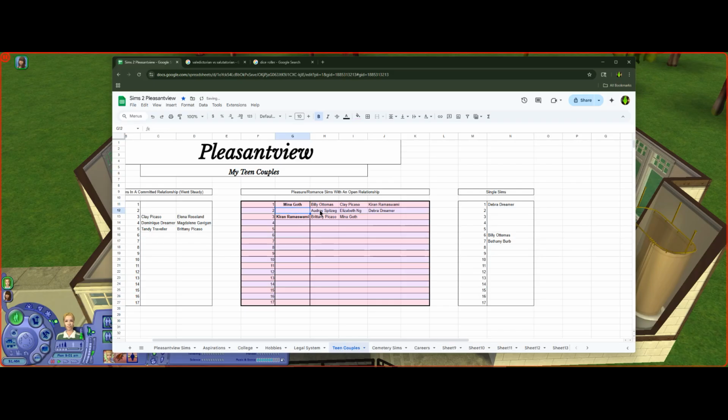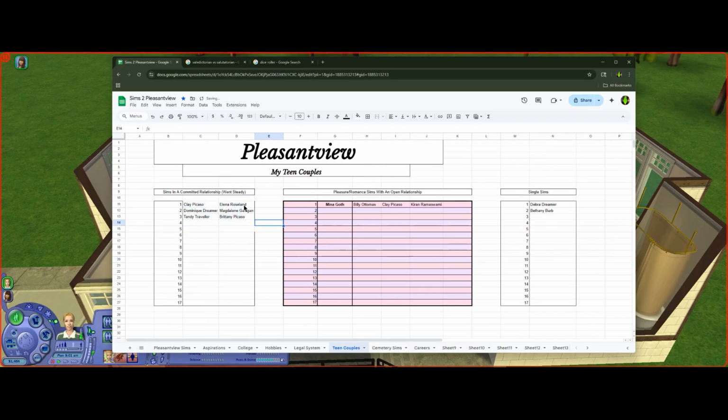And actually, Skip is no longer a teenager, so I'm going to delete that. And Kieran as well, he's no longer a teenager, so he's got to go. But the only teenager so far that's in an open relationship is Mina Goth. And yeah, so that's that. And then we have our single Sims. So far we got Deborah. Billy Optimus is no longer a teenager anymore. And we got Bethany here. So that's who we have as our single Sims.